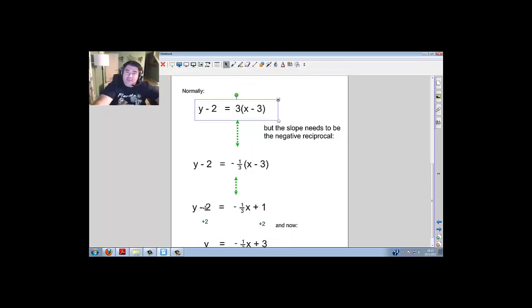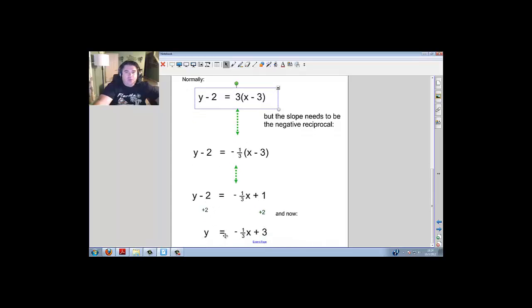And now, instead of minus 2, we're going to add 2. Add 2 to one side, add 2 to the other. y equals negative 1/3 x plus 3. So that is your finished product there.